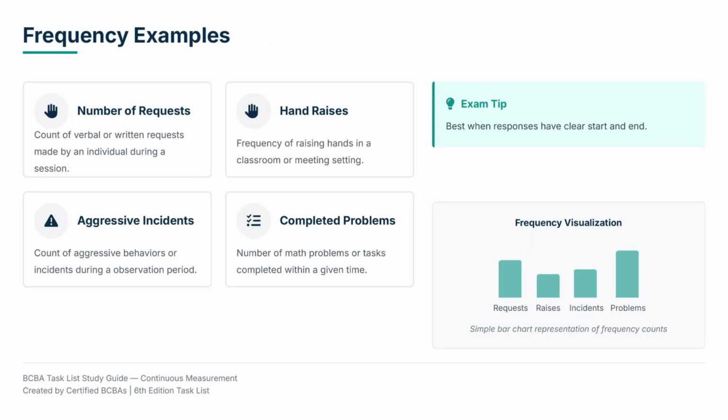Let's look at some examples of behaviors measured using frequency. For instance, we might measure the number of requests a child makes during a session. We might count the number of hand raises in a classroom setting. Another example would be the number of aggressive incidents observed during an observation period. We could also measure the number of completed academic problems, such as math questions solved during a task. All of these examples involve behaviors that occur as separate, countable events, which makes them appropriate for frequency measurement.